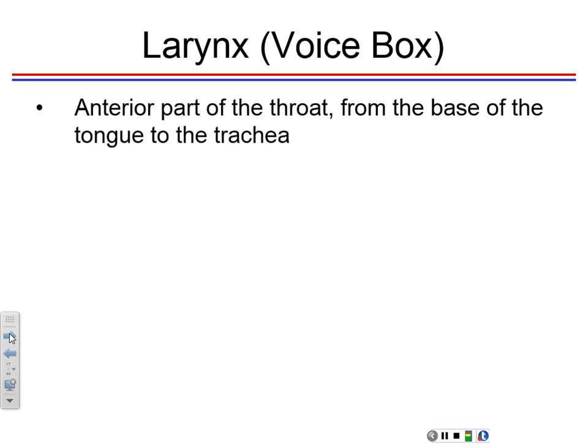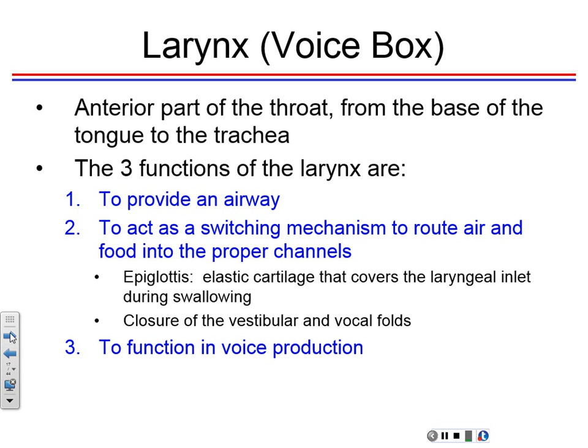Larynx, the voice box, because the vocal cords are right on top of it. The opening between the vocal cords is called the glottis. That's why the flap that closes that opening is called the epiglottis. See what I'm saying? It's the anterior part of the throat, from the base of the tongue to the trachea. Three functions. First, it's an airway, providing a channel for air. Sometimes I ask about the three functions of the larynx, and then we talk about that.